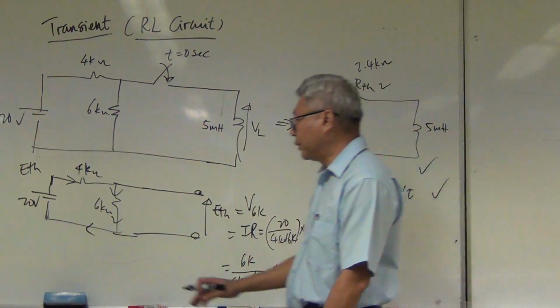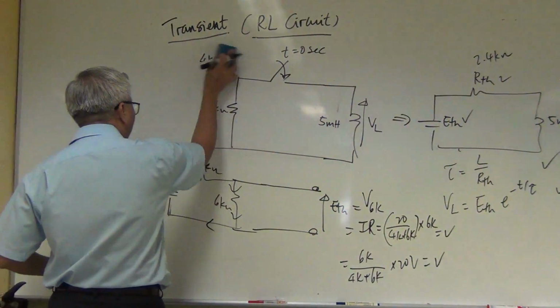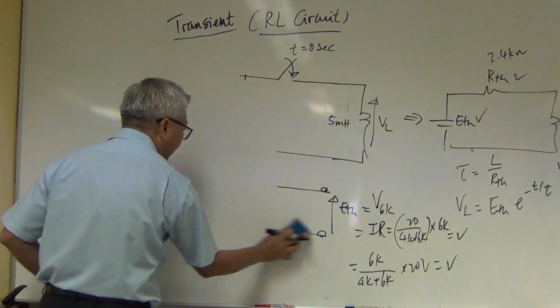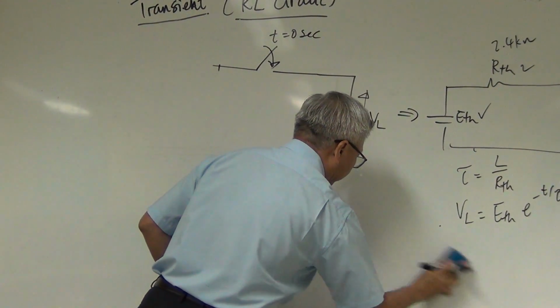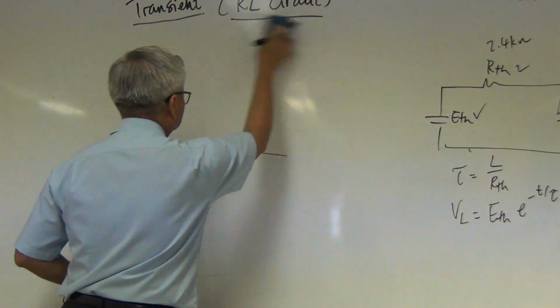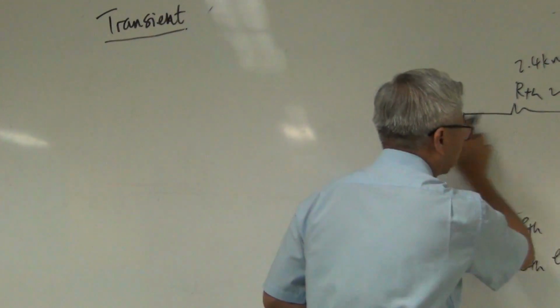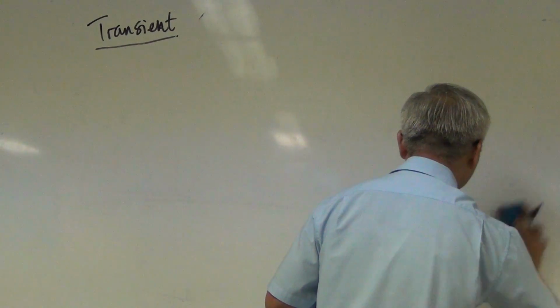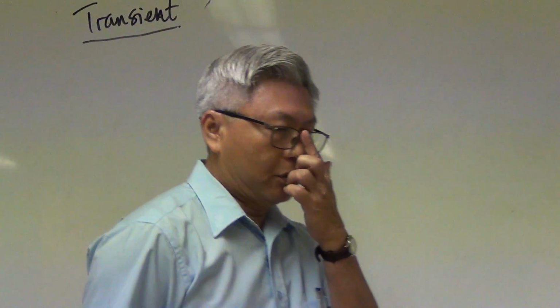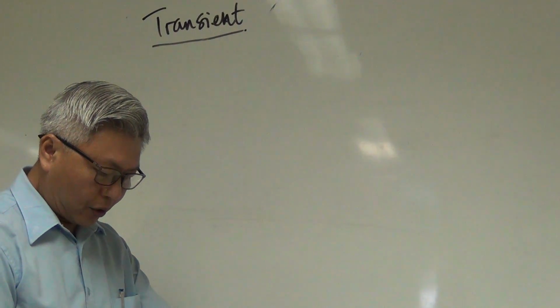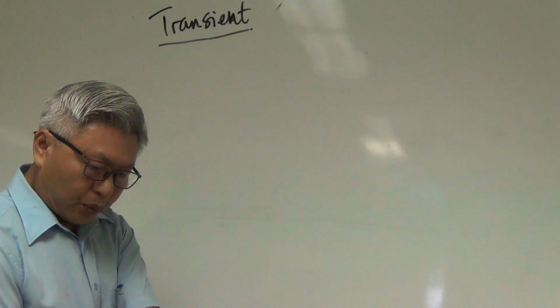Now, in your worked examples for transient, you also have a mixture of sources, including a current source. So what do you do when you have a current source? When you have a mixture of sources, you can separate the sources and consider one source at a time. Let me find an example exactly the same as your lecture notes to explain to you.